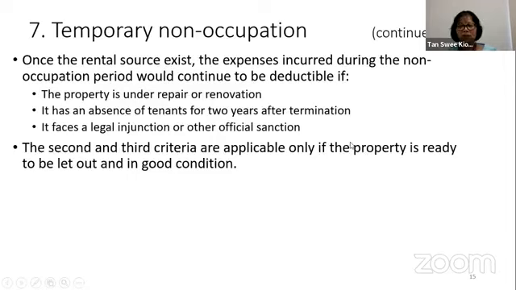For example, due to the COVID-19 pandemic, so many houses have been empty since year 2020. As long as your house is empty within 2 years, and, for the second and third conditions, it must be in a condition that is ready to be let out anytime, then expenses incurred during that period are deductible. And the third situation, it faces a legal injunction or other official sanction, so the landlord temporarily can't rent out the house. So under these three scenarios, yes, your expenses incurred during the period when nobody occupies the house are deductible expenses.